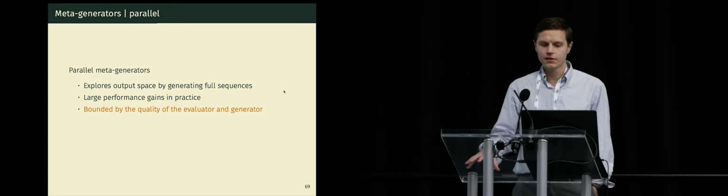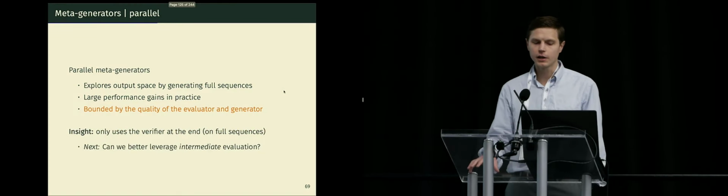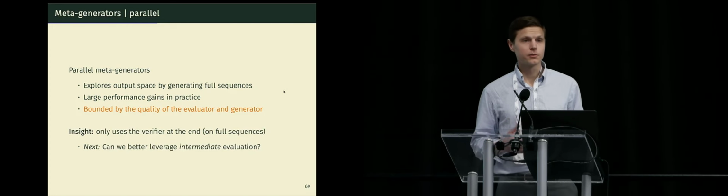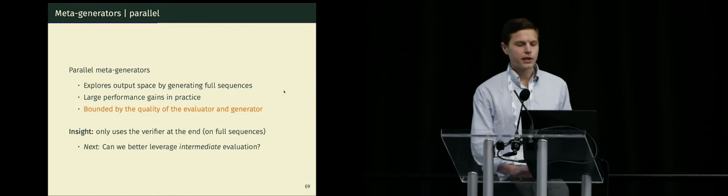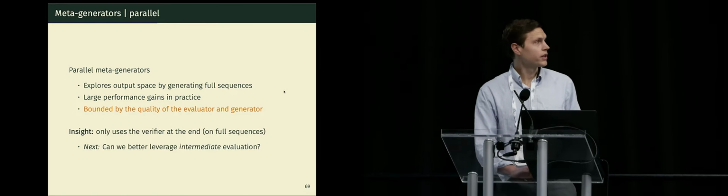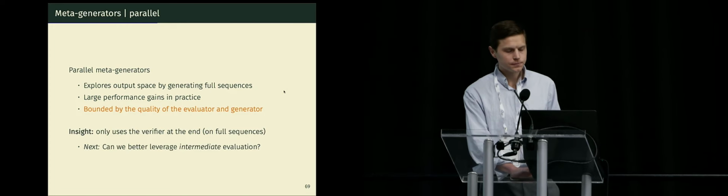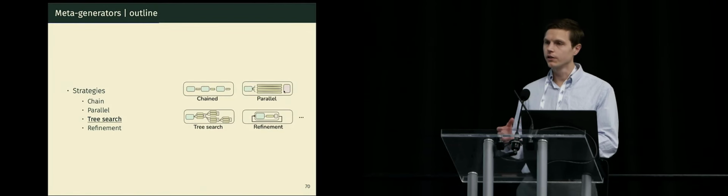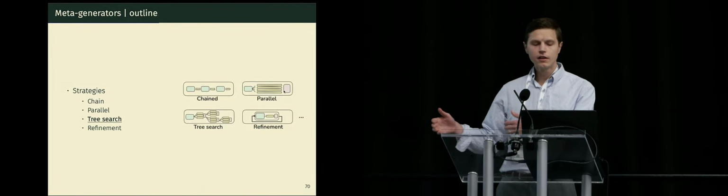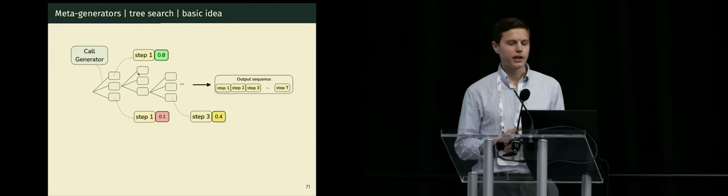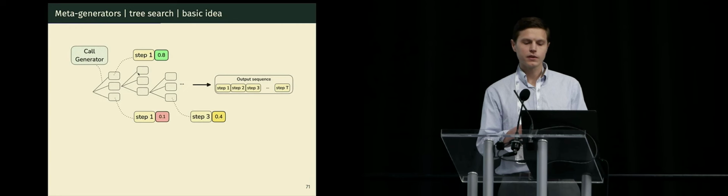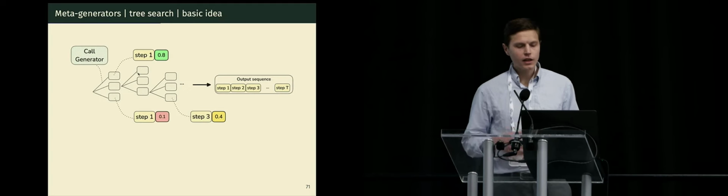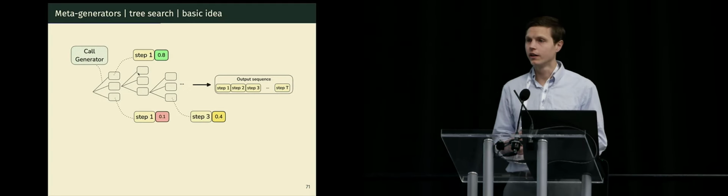So the parallel meta generators give you some way of exploring the space of outputs by generating full sequences. And in practice, this can actually lead to really large performance gains. However, these methods are ultimately bounded by the quality of your evaluator and the generator model. One insight is that you only use your reward model or your verifier at the very end. So possibly, can we do better by somehow leveraging the reward model at intermediate stages of generation? That motivates the next methods, which are based on tree search.